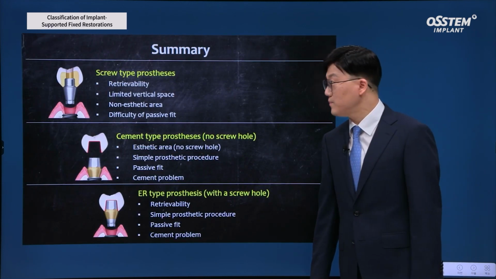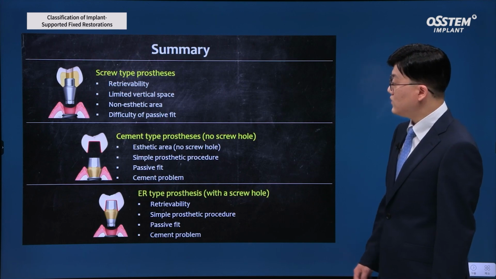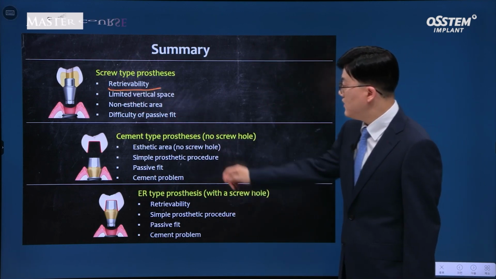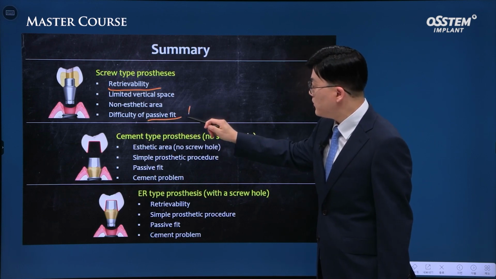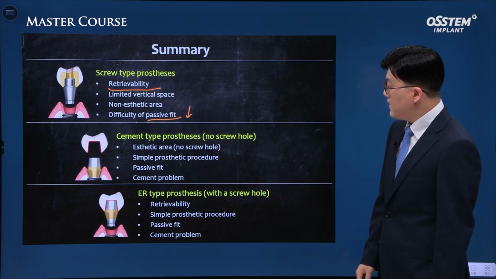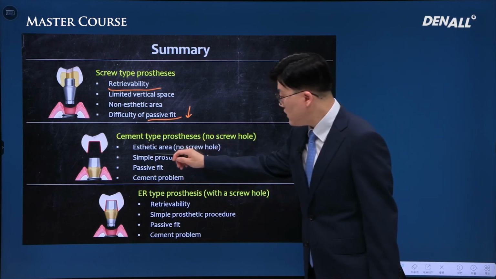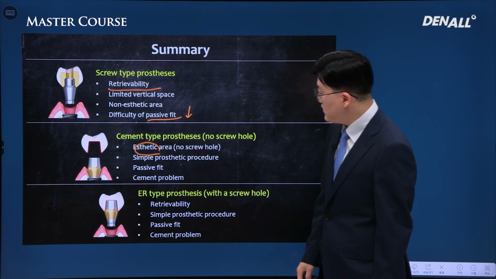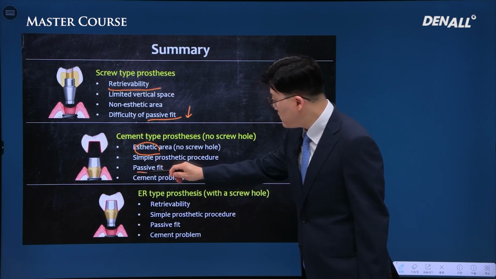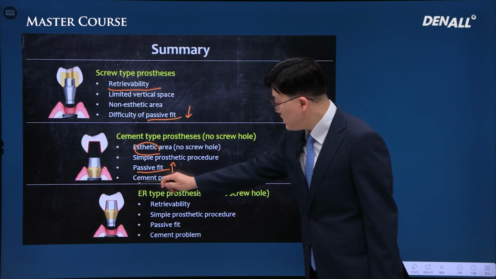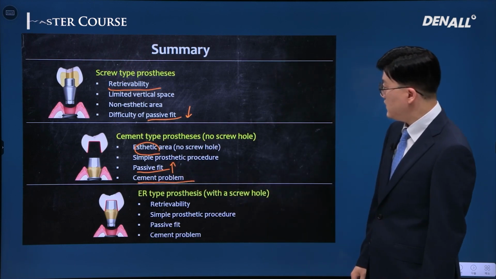Let me summarize. In the case of screw-type prosthesis, the biggest advantage is that it has great retrievability, but it's difficult to get passive fit. On the other hand, as for cement-type prosthesis, there's no screw hole. It's aesthetic, and because cement is used, it's easy to get passive fit. However, cement can cause various problems, so we need to pay attention.